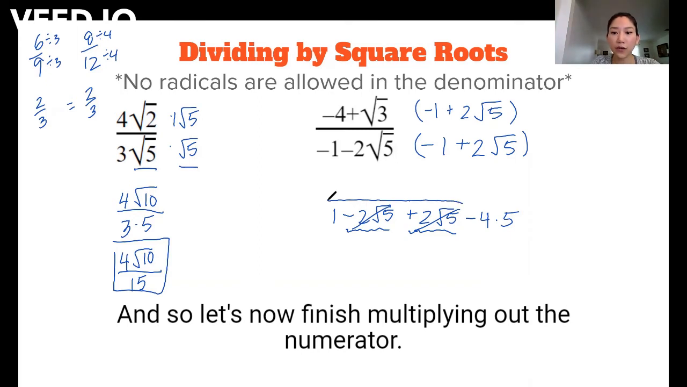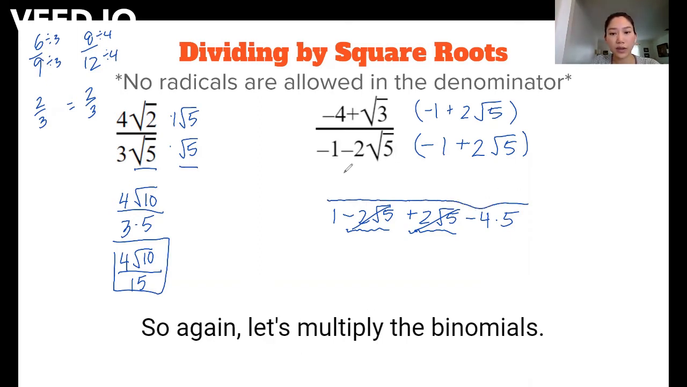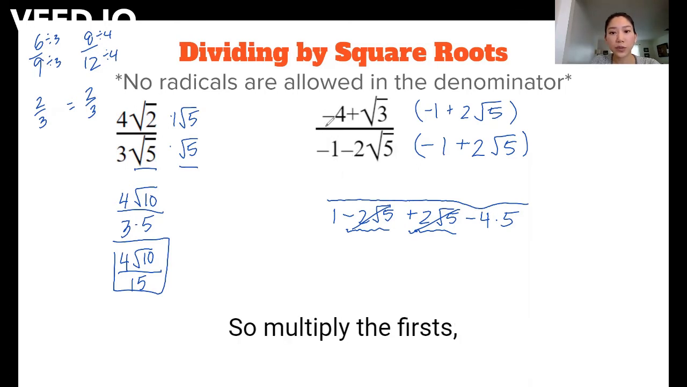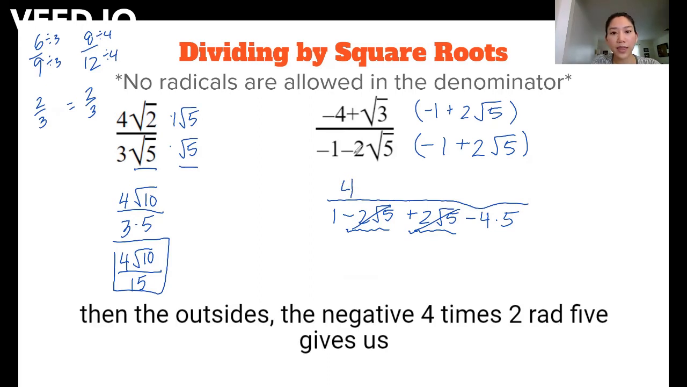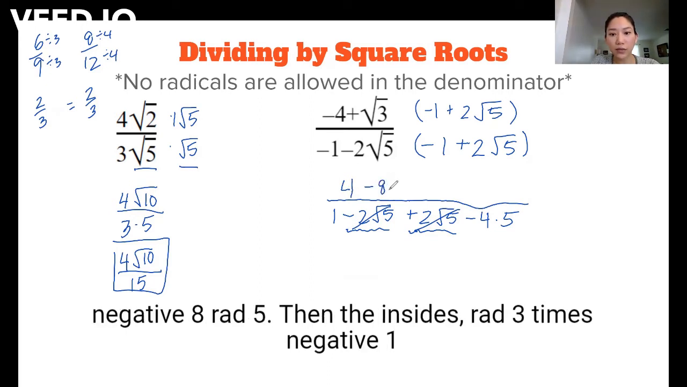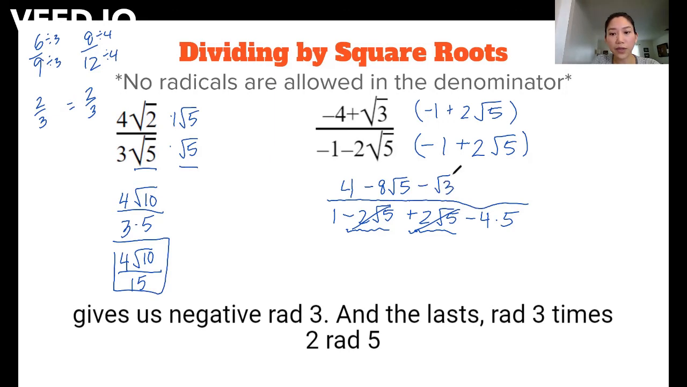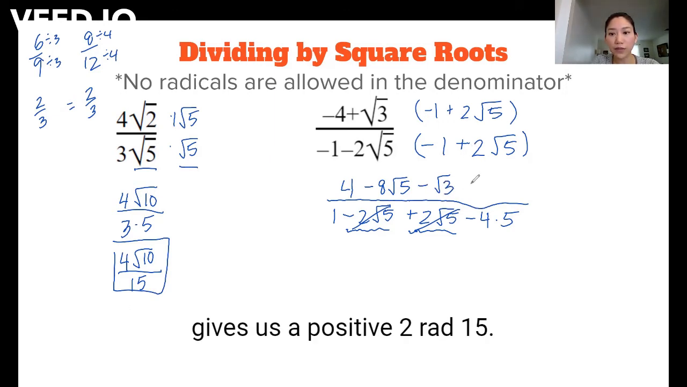And so let's now finish multiplying out the numerator. So again, let's multiply the binomials. Multiply the firsts, so -4 times -1 gives us +4. Then the outsides, -4 times 2 rad 5 gives us -8 rad 5. Then the insides, rad 3 times -1 gives us negative rad 3. And the lasts, rad 3 times 2 rad 5 gives us a +2 rad 15.